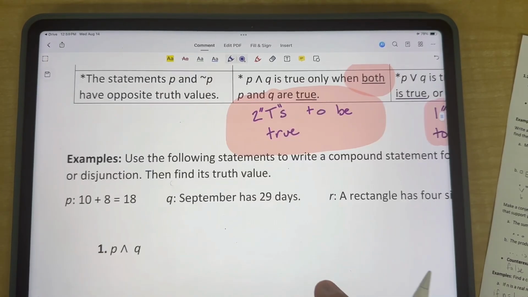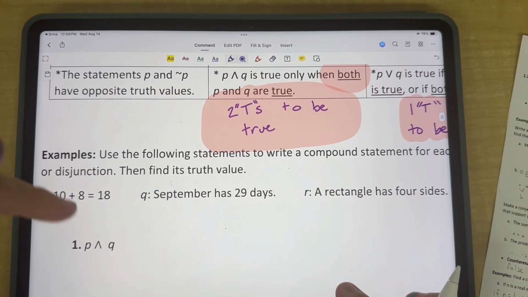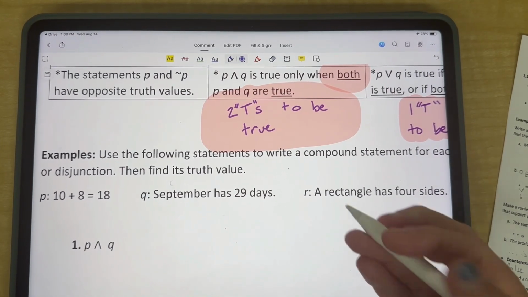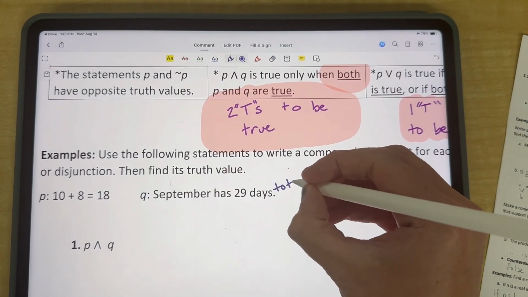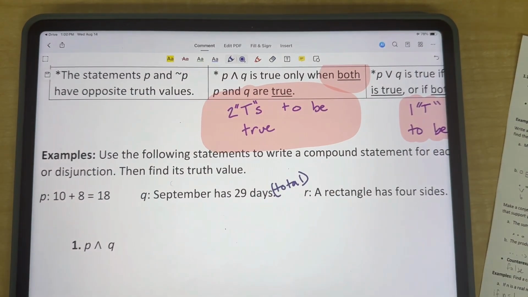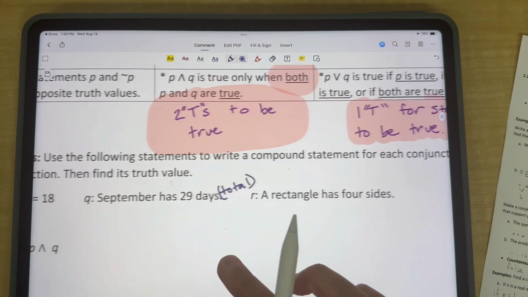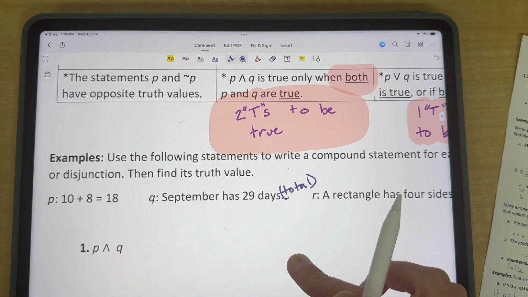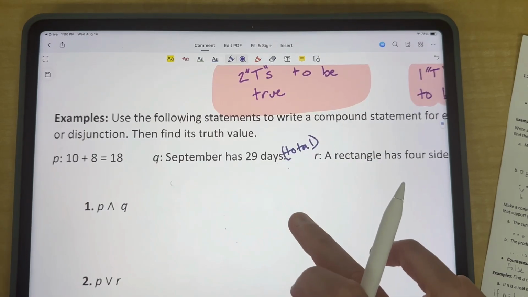Okay, so what's going to happen is I'm going to give you three statements in the next example. I'm going to give you a P, a Q, and an R. This one, I want you to write total because right now we're going to use it as a total. So use the following statements to write compound statements for each conjunction or disjunction. Then write its truth value.